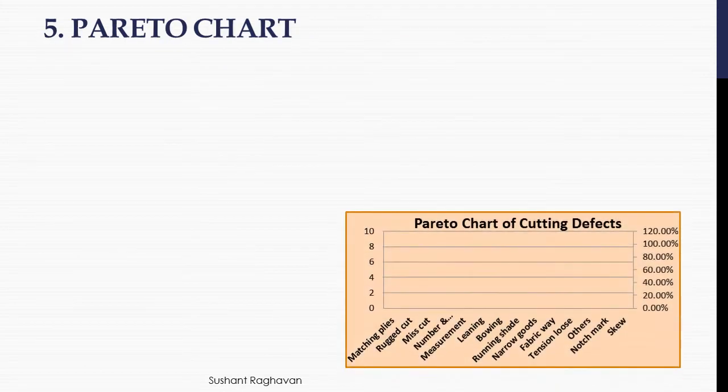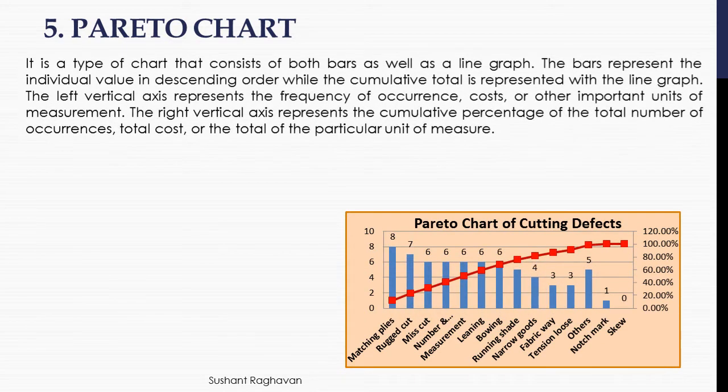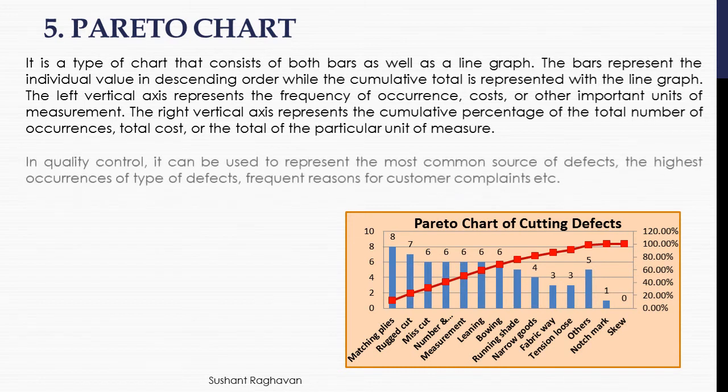Pareto chart. Below is a Pareto chart showing defects with the cumulative percentage. It is a type of chart that consists of both bars as well as a line graph. The bars represent the individual values in descending order while the cumulative total is represented with the line graph. The left vertical axis represents the frequency of occurrence, cost or other important units of measurement. The right vertical axis represents the cumulative percentage of the total number of occurrences, total cost or the total of the particular unit of measure.